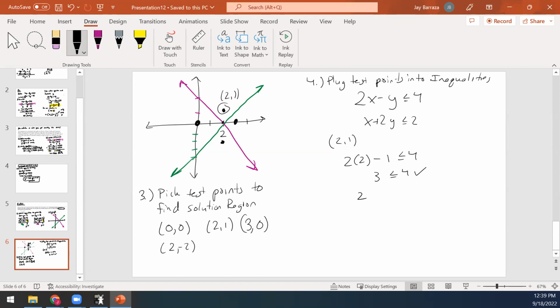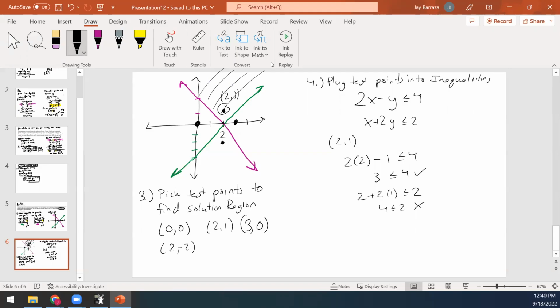Then I do 2 plus 2 times 1 less than or equal to 2. I get 4 less than or equal to 2. No, so that is not a good region. Like I said, for some reason our textbook likes to shade in the bad region, so just draw some lines through it, and that tells you not good, right?